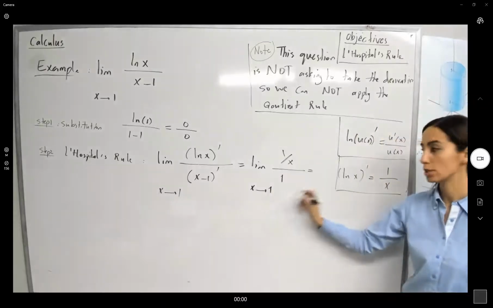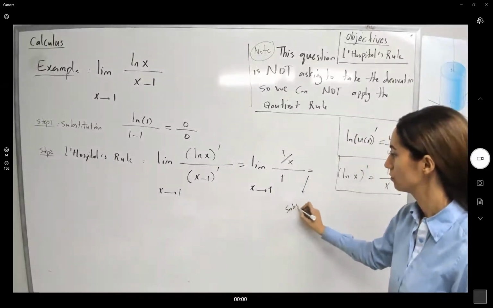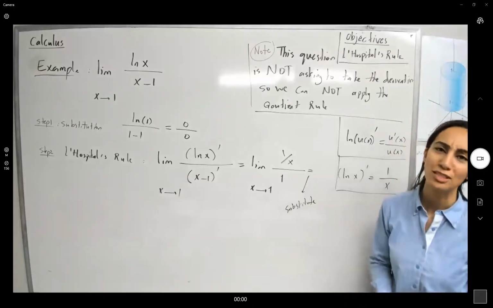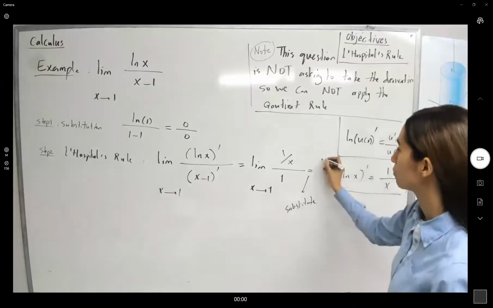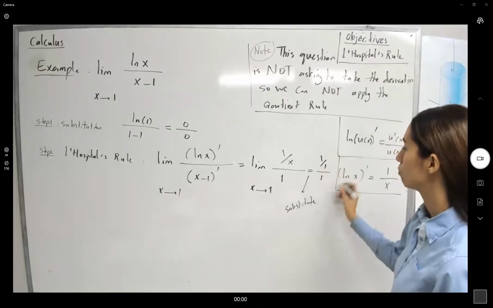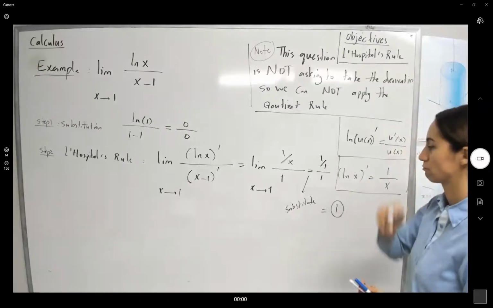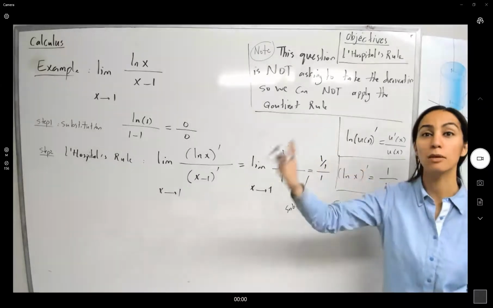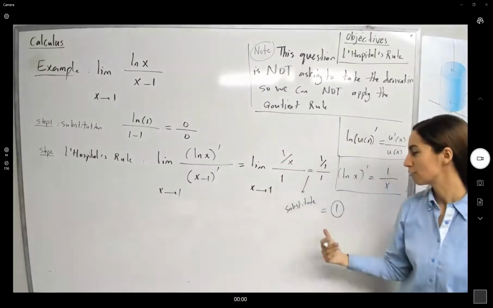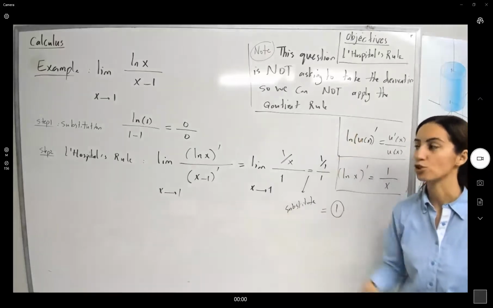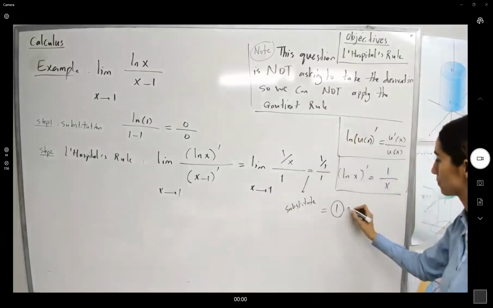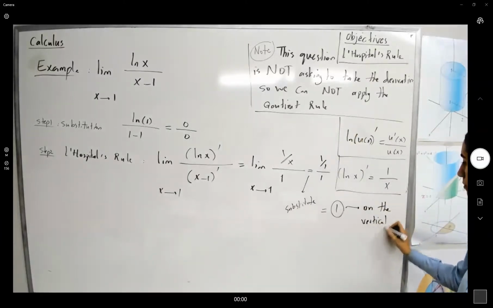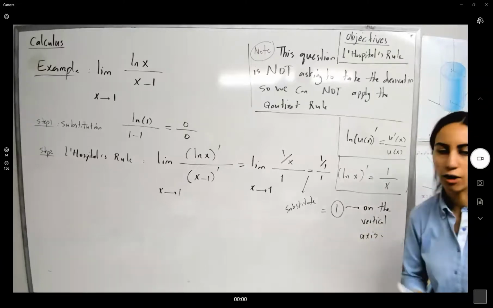So now at this point, I substitute. I already applied L'Hopital's rule. Now the step is substitution. I get 1 divided by 1 over 1, which is equal to 1. Nice and easy. Remember that the limit is the y value. The y value as x approaches 1 is 1, on the vertical axis. This is our y value.